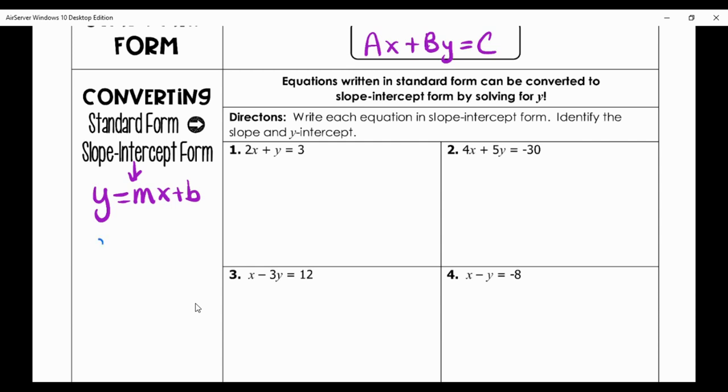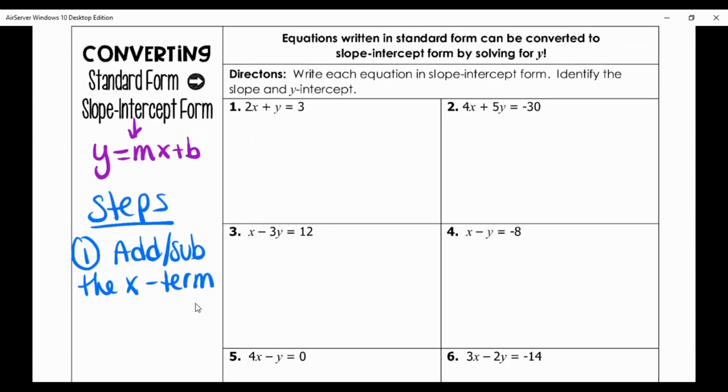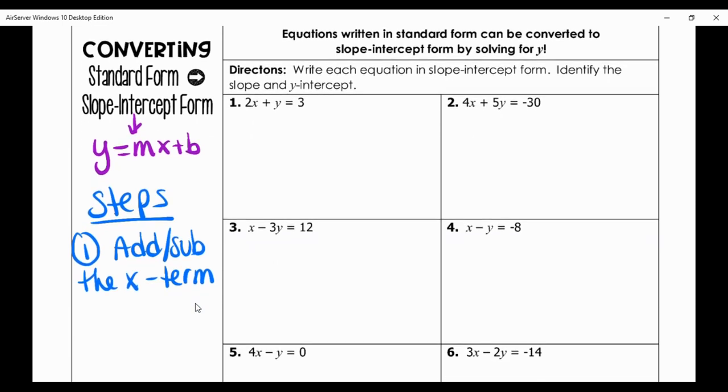We're going to follow the following steps. Step 1, we want to add or subtract the x term. If the x term is positive, we'll subtract it. If it's negative, we'll add it. When we subtract it to the right side of the equation, we want to write the x term first on the right. And I'll show you what we mean in just a sec.